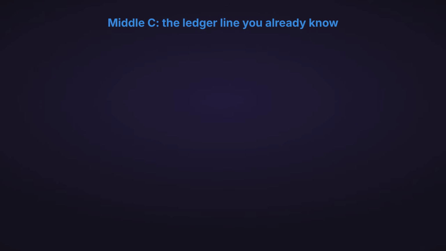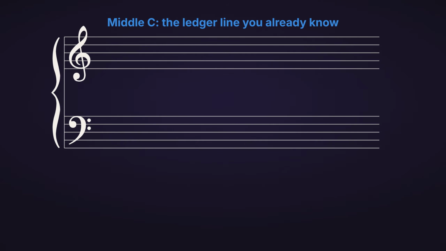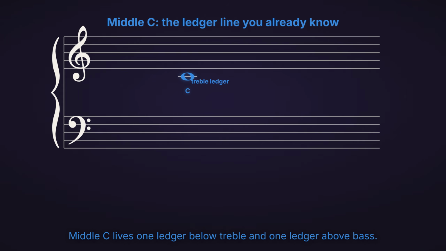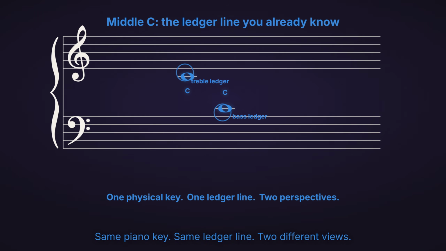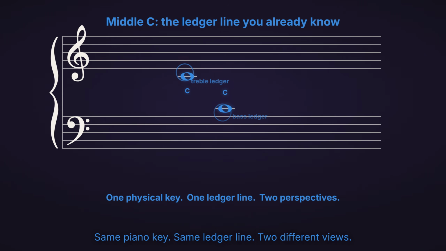Here is the thing you have already handled without realizing it: middle C is a ledger line. Every time you read a note on the grand staff in the last episode, the C sitting between treble and bass lived on its own short private line, 1 ledger below the treble clef and 1 ledger above the bass clef. The same physical piano key, written from 2 different directions, is the identical ledger line both times. You have been reading ledger lines all along. The only difference between middle C and the higher ledger notes is that middle C sits in a familiar, central place.